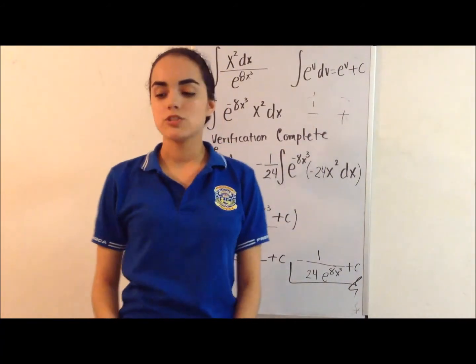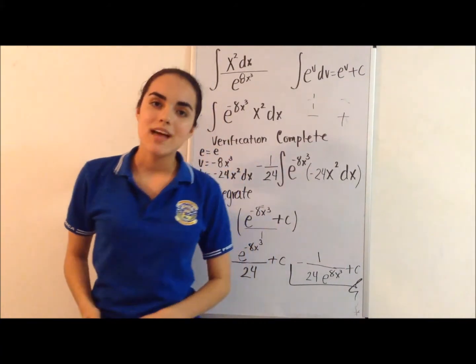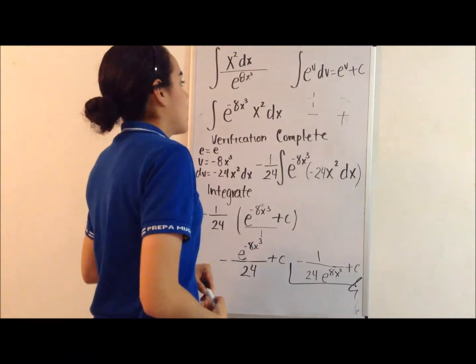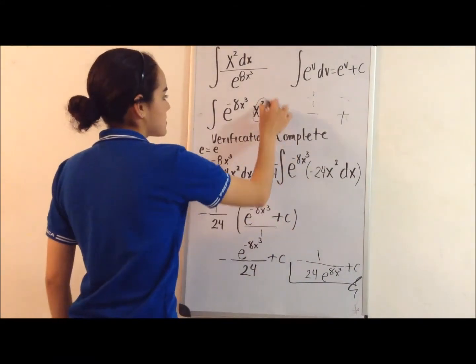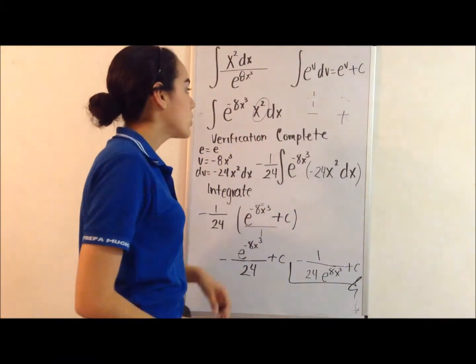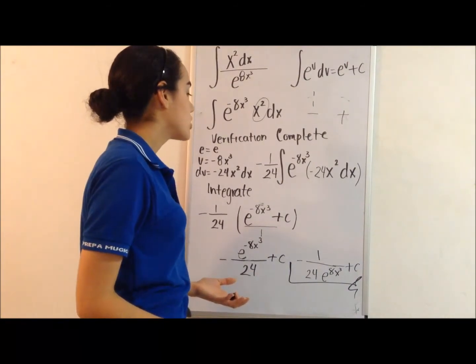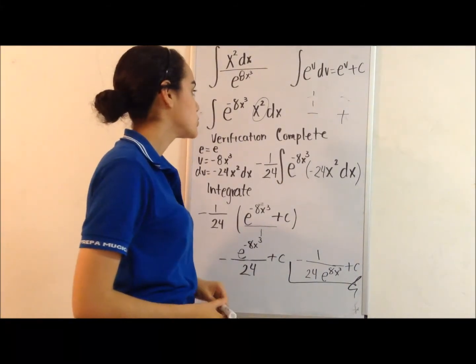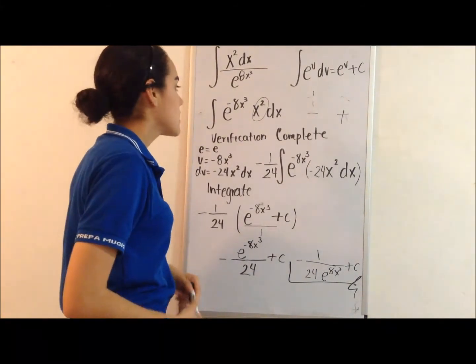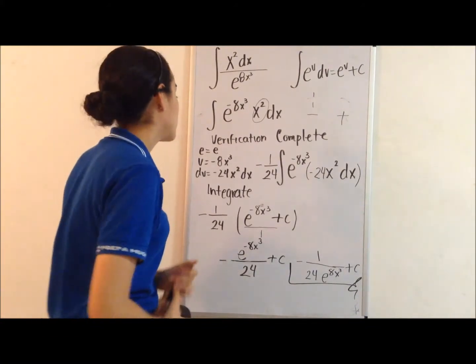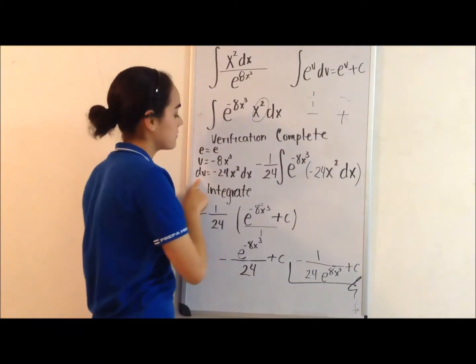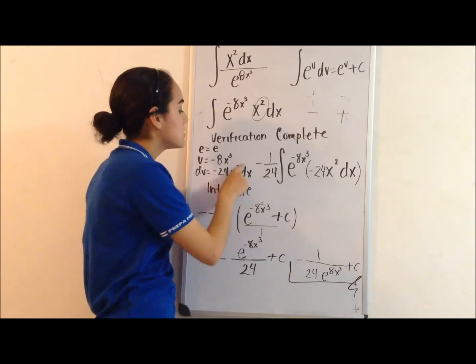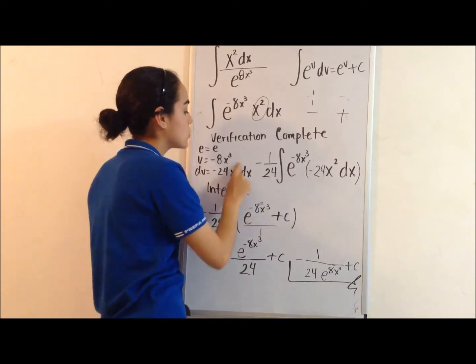The second question is, what happened with that x to the second? What happened with this x? We are not going to take into account the x because when we derive the variable, the x to the second is going to appear here.